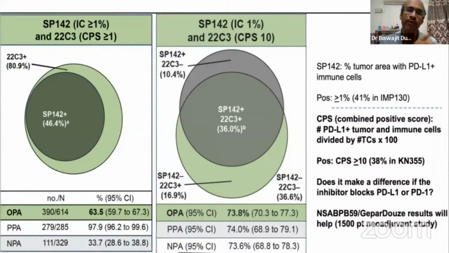Actually, the SP142 will have a lesser positivity rate when compared to the others. But when you look at the response rates, they found that only with SP142 did it correlate with the response. So you cannot interchange and use.